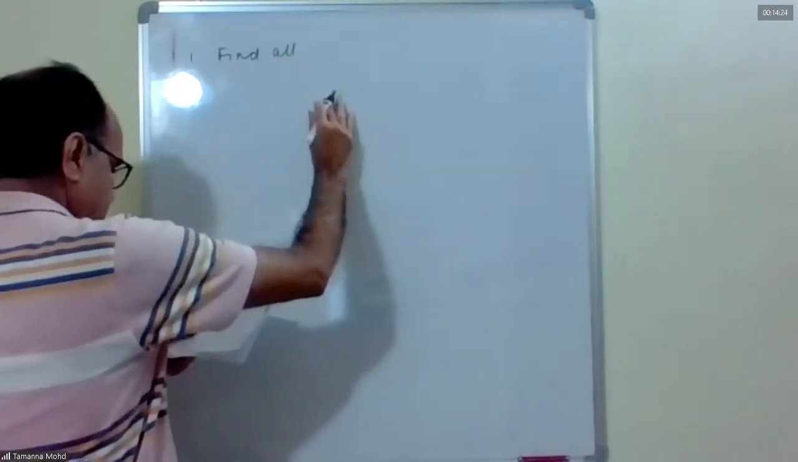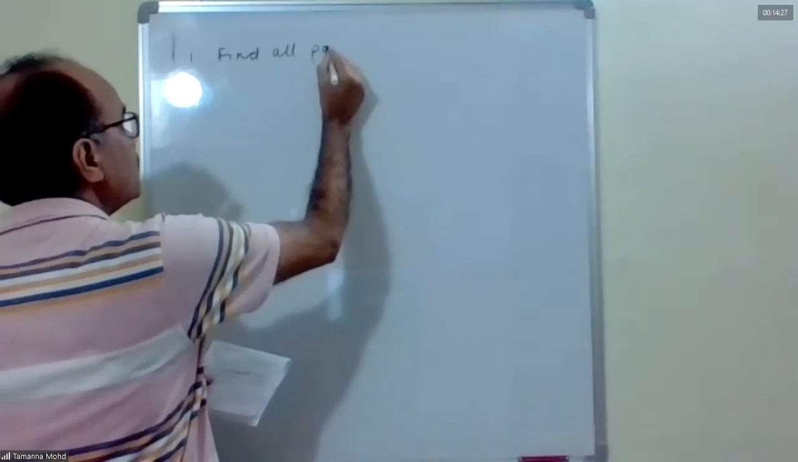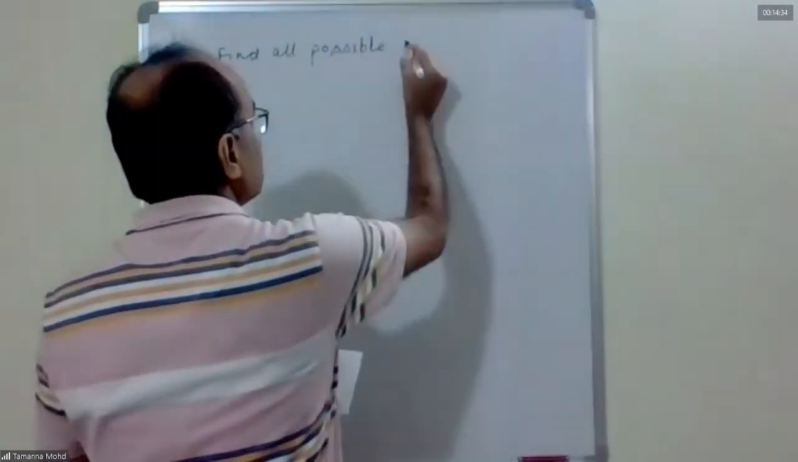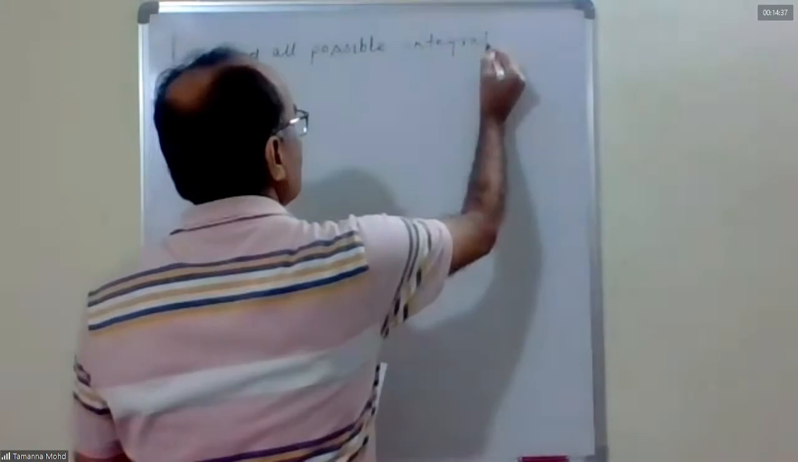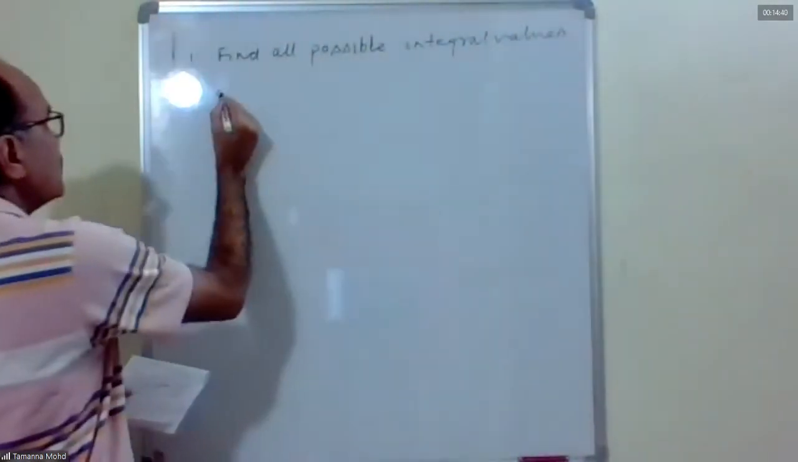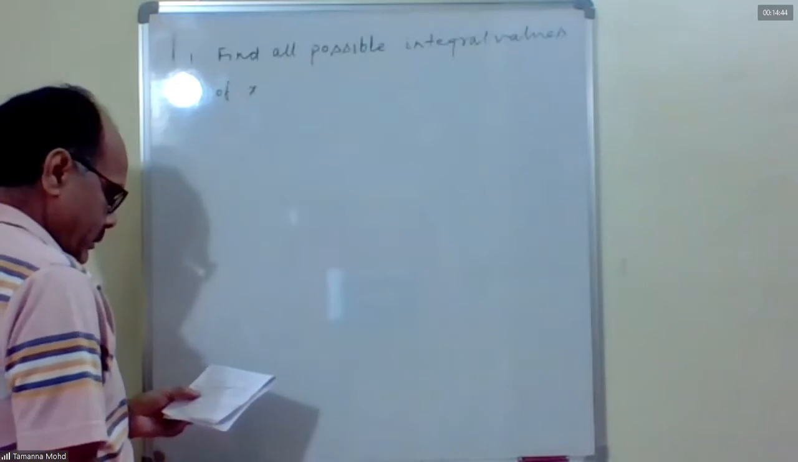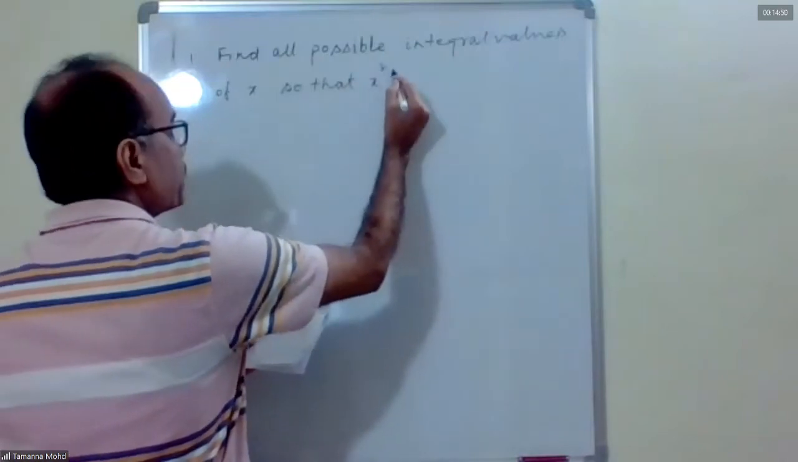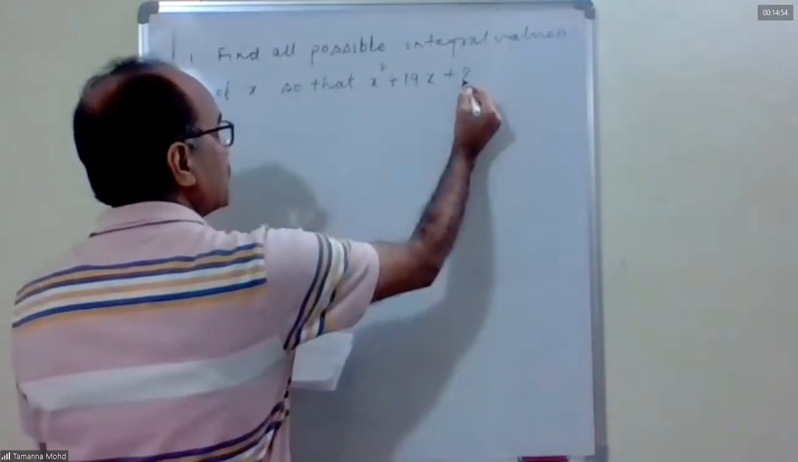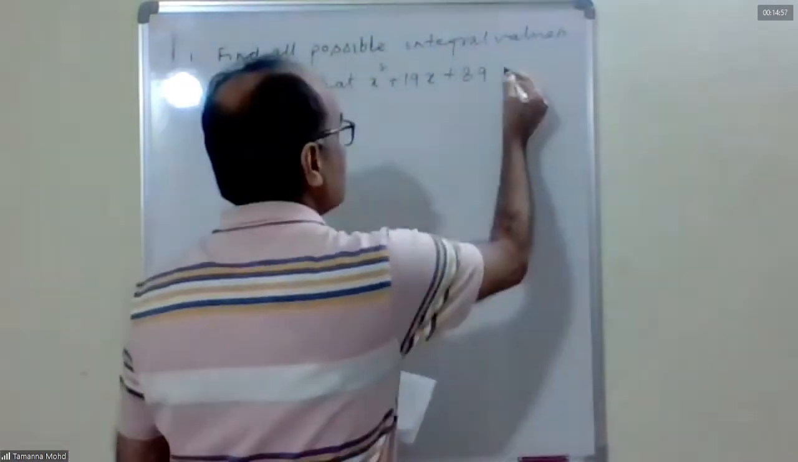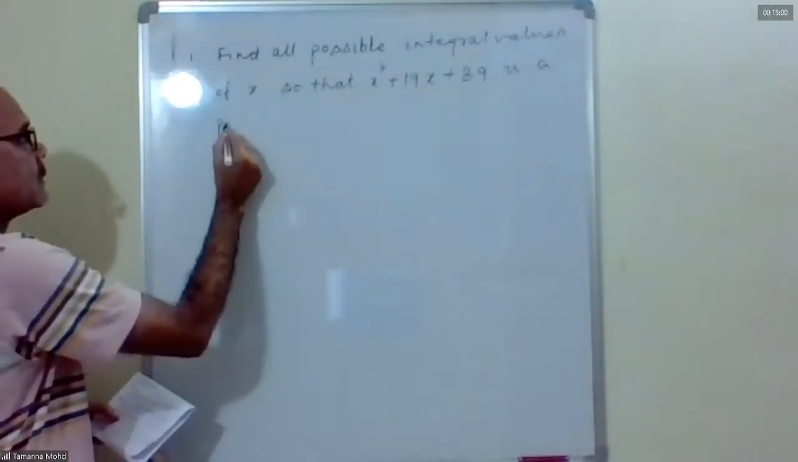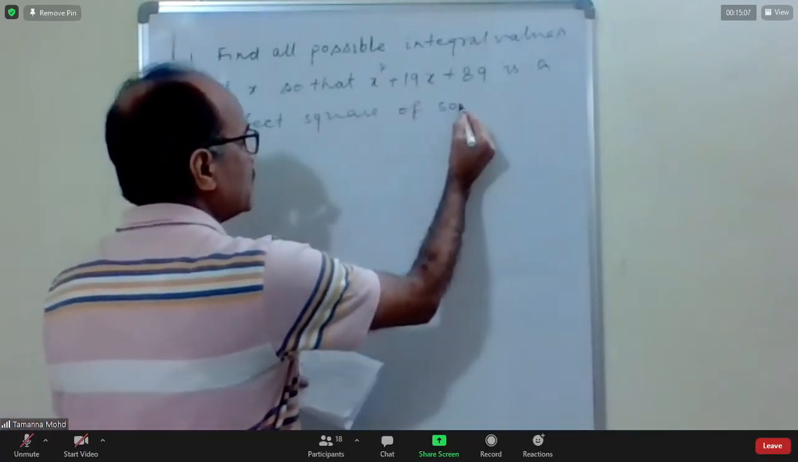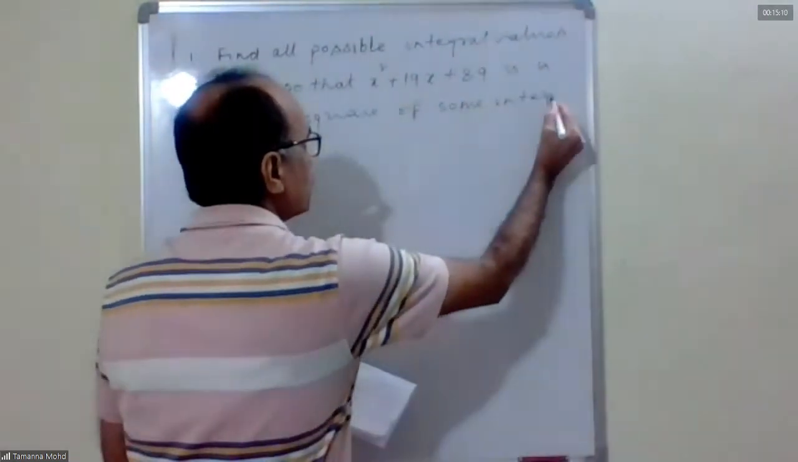Find all possible integral values of x so that x square plus 19x plus 89 is a perfect square of some integer. Based on quadratic concept.